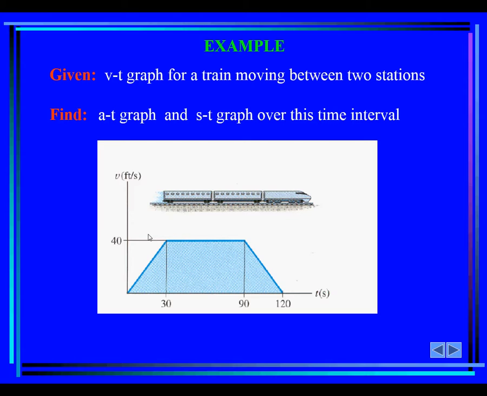So for example, here you are given a velocity versus time diagram, and this is for a train that is moving between two stations. The question is: find the acceleration versus time diagram and the position versus time diagram over this interval. This, it seems to me, takes us in two directions, because right now what we are given is the velocity diagram.